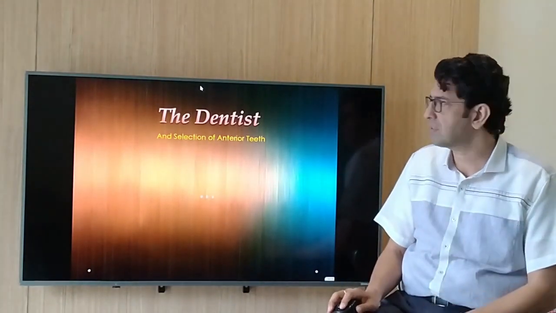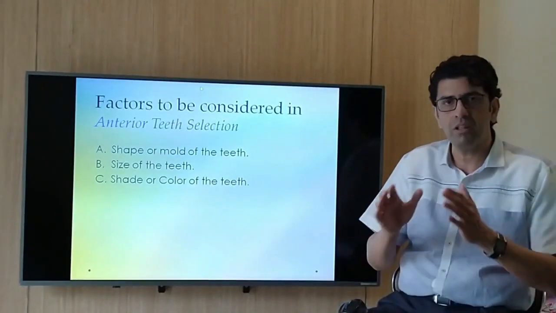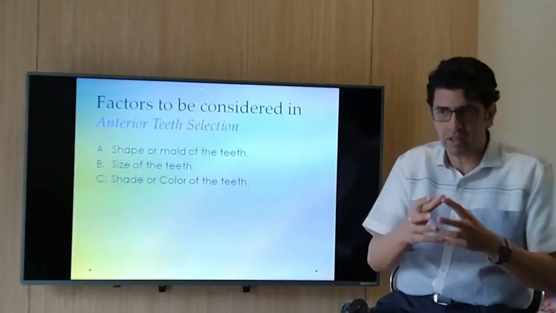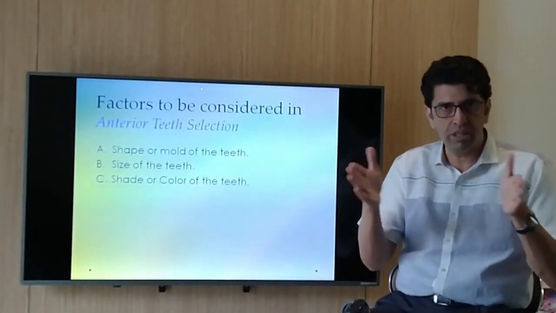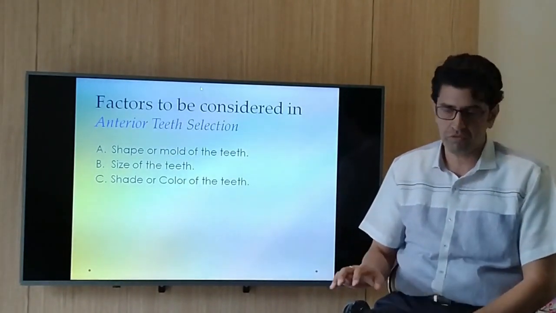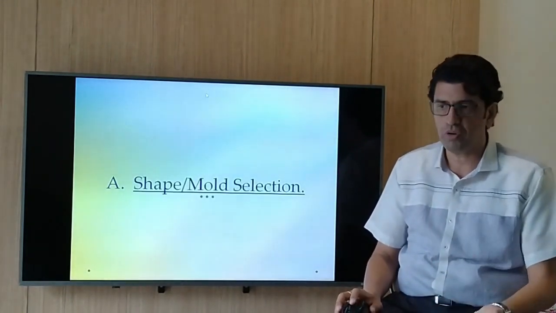So anterior teeth, especially at this point of time. So the first thing in anterior teeth selection will be the consideration for shape or the mold of the teeth, that is the form, how it looks, and the size of the teeth, mesiodistal, length, width kind of thing, and the shade or the color of the teeth. So these are 3 parameters we're going to look at. First, we're going to look at the shape or the mold of the teeth.